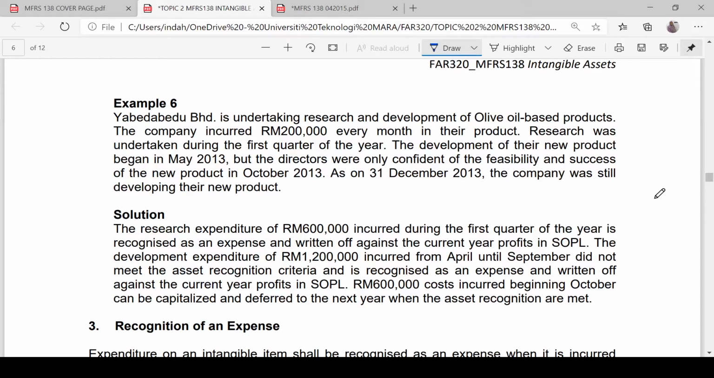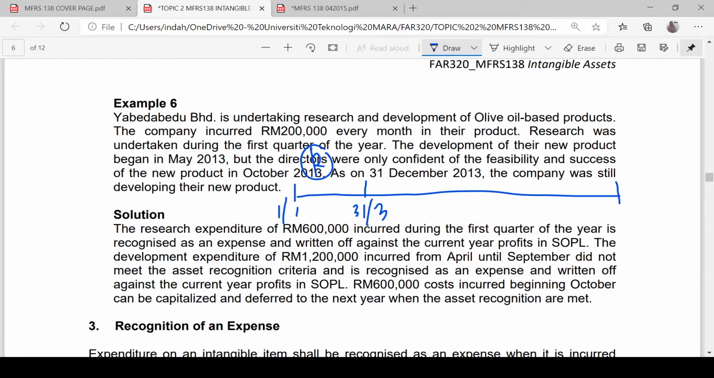Alright, so let's look at the example. Ya Benda Bedu Berhad is undertaking research and development of olive oil-based product. The company incurred 200,000 every month on their product. Research was undertaken during the first quarter of the year. So let's draw the timeline to make the story clearer. The first quarter, meaning the first 3 months until 31st March, is the research phase.